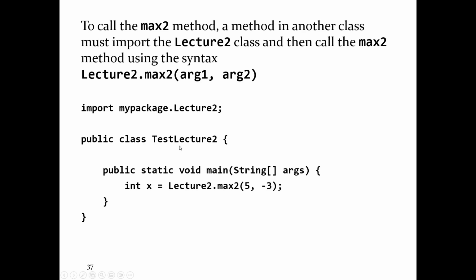So here I've got a new class called TestLecture2. It's defined in a separate package compared to lecture2. We'll talk more about packages a little bit later on in the course. So if lecture2 is in a different package than TestLecture2, then we import the lecture2 class from that package, and now we can call the lecture2 method max2. When we call it, we use the name of the class, followed by a period, followed by the name of the method, and then the arguments to the method.